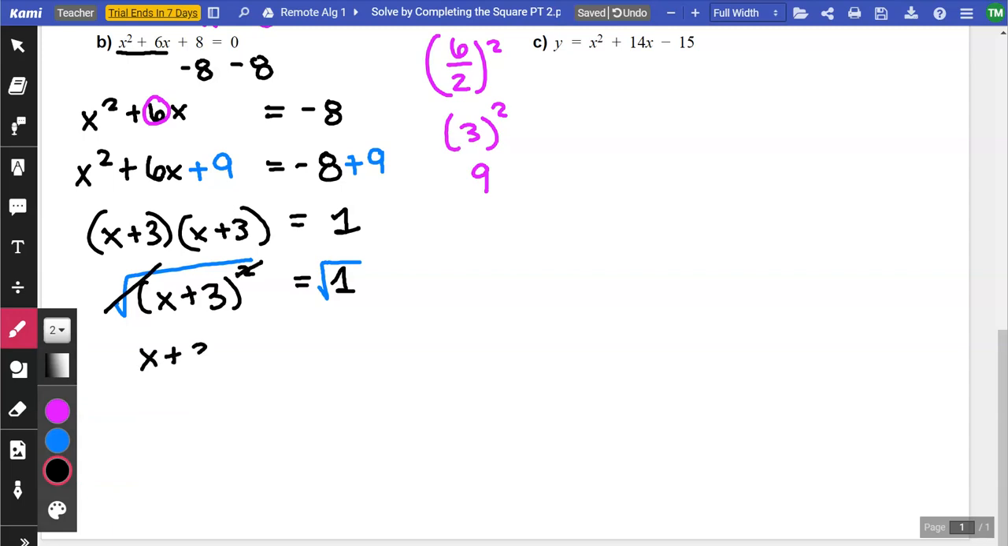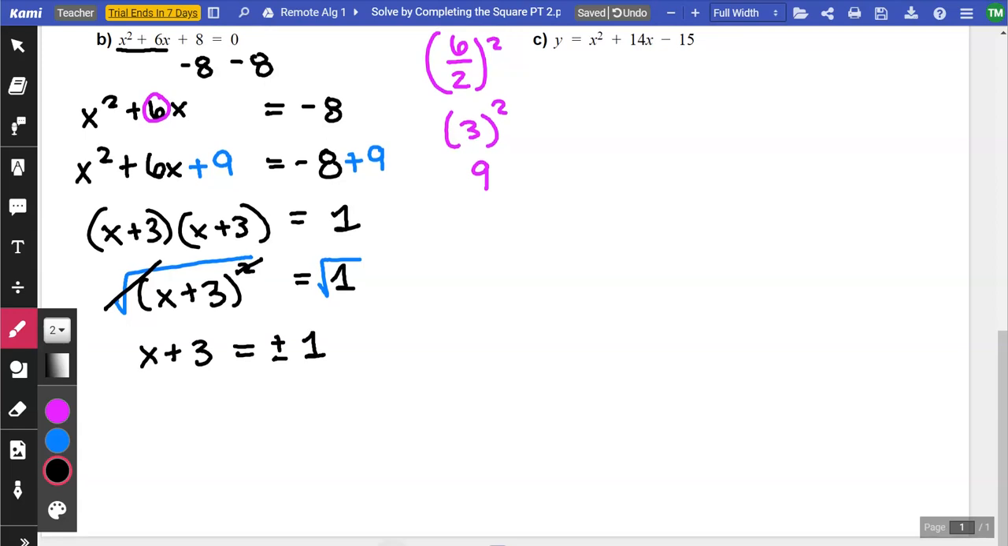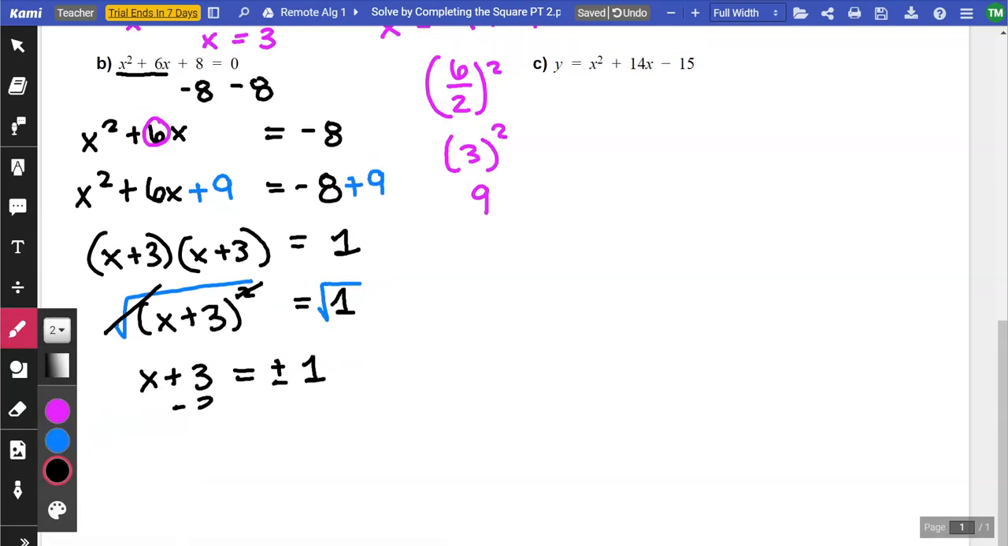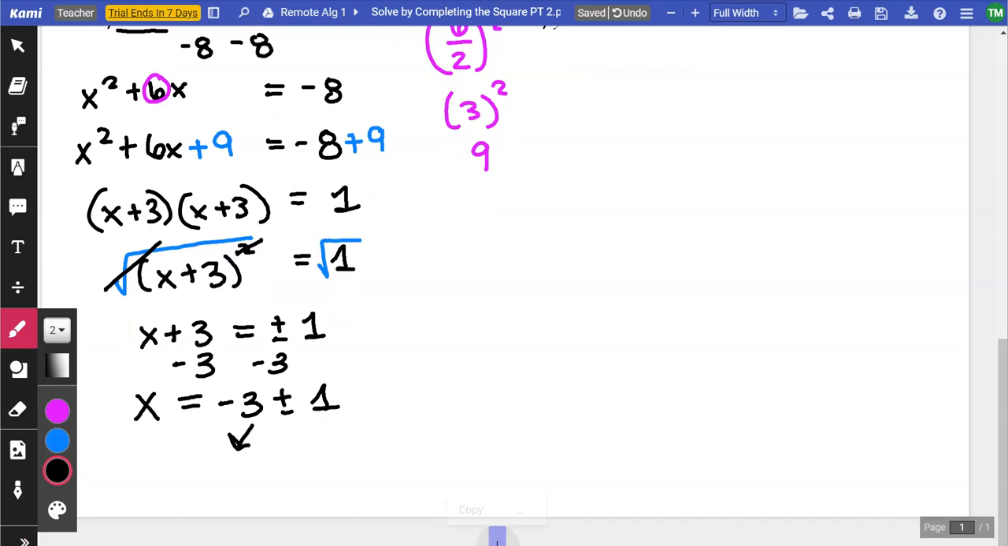We're left with x plus 3 is equal to, the square root of 1 is 1, but how many answers do we get when we square root both sides of an equation? We get 2, and we show that by writing plus or minus. So now we have x plus 3 is equal to plus or minus 1. Now to solve for x completely, we're just going to subtract this 3 to both sides. So x is equal to negative 3 plus or minus 1. I have 2 answers. X is equal to negative 3 plus 1, and x is equal to negative 3 minus 1.